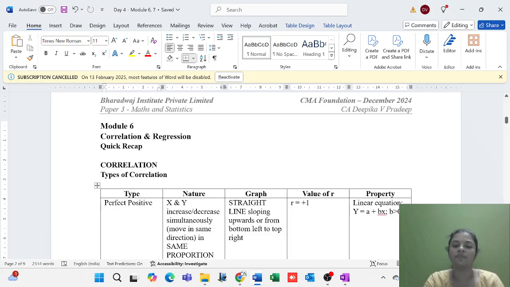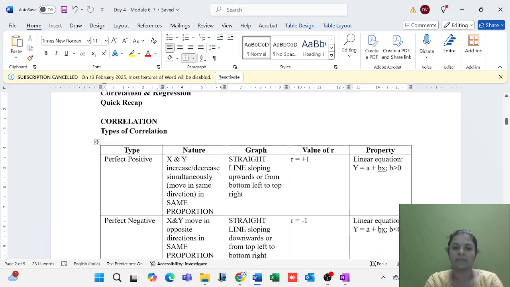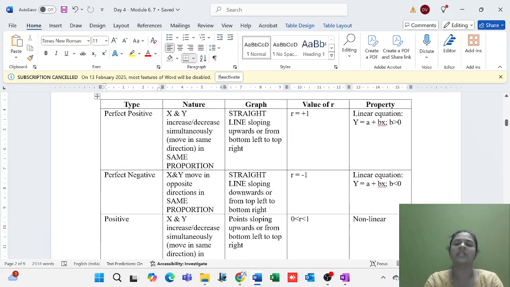Please make a note so far of what we have discussed. So these points are all going to be relevant for answering your theory-based MCQs. Go through once and note down relevant points.